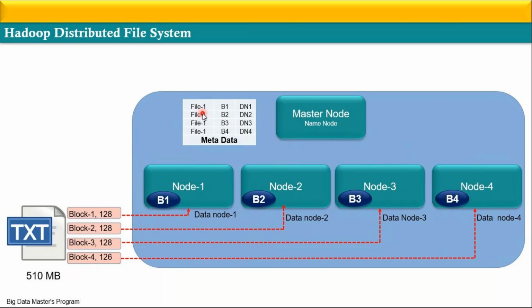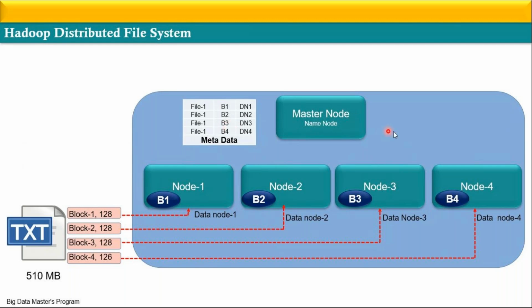Say file 1 block 1 is given to data node 1, file 1 block 2 is given to data node 2, file 1 block 3 is given to data node 3, and file 1 block 4 is given to data node 4. And that is nothing but the metadata, friends. Data about data is called metadata. So the need for this particular person came into the picture because someone needs to maintain where we are having the exact data.